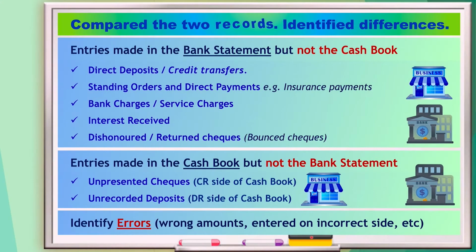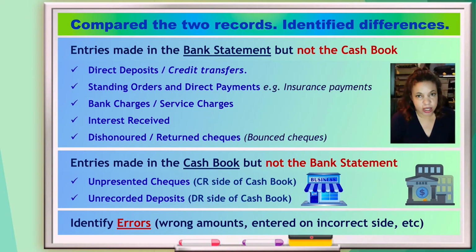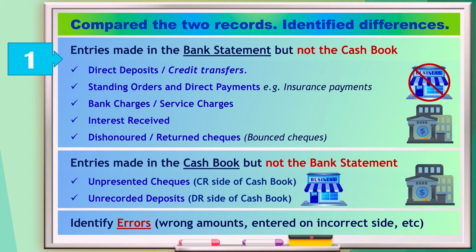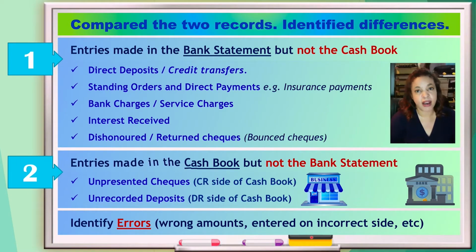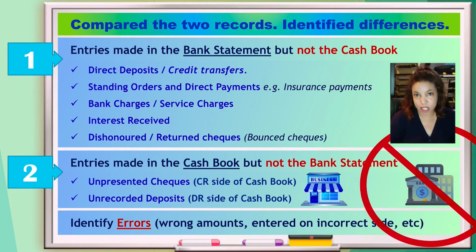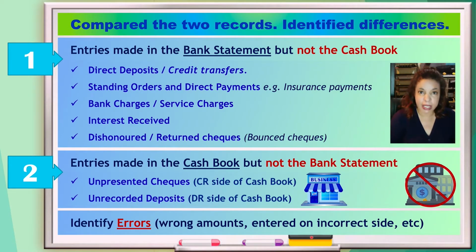So what we would have noticed is that the balances don't always match, because there are certain differences. Timing differences, for example: there may be items that are recorded in the bank statement but not the cash book, and there are items that are recorded in the cash book but not the bank statement. And then there are errors.